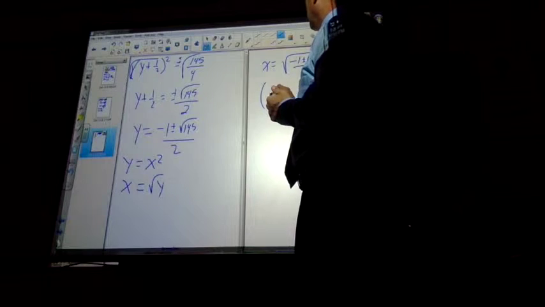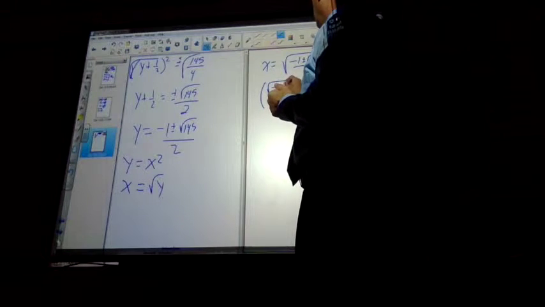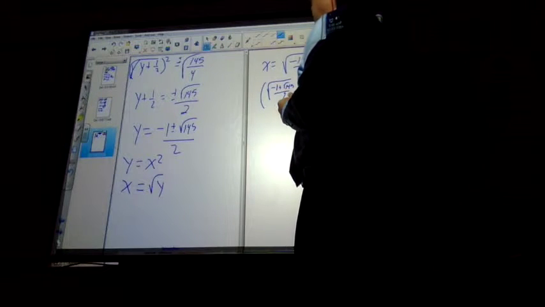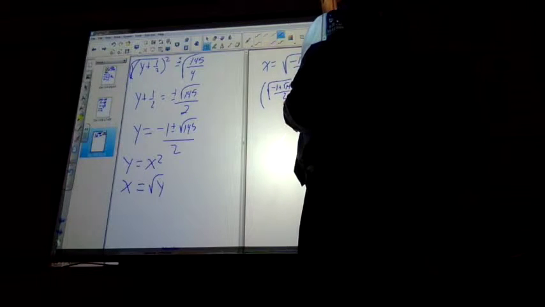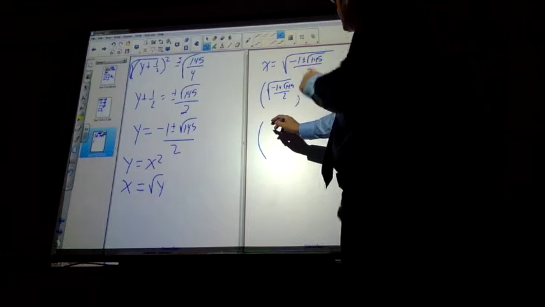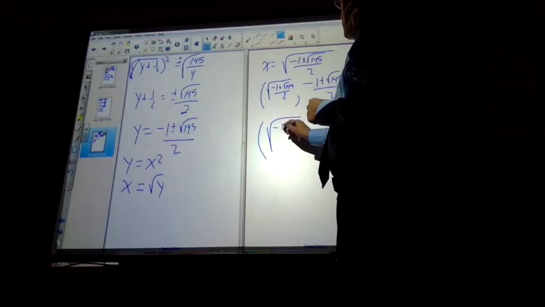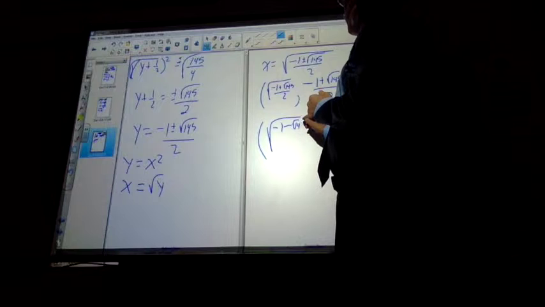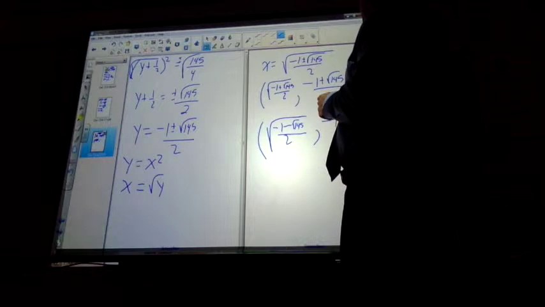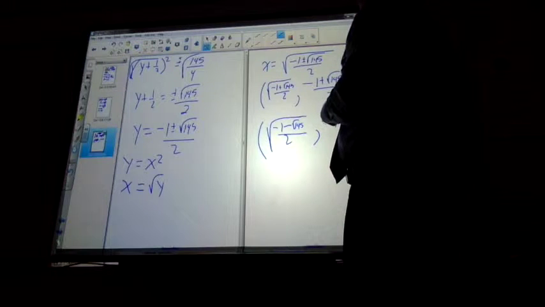So my solution to this problem is going to be the square root of negative 1 plus root 145 over 2, comma, negative 1 plus root 145 over 2. And my other solution is going to be negative 1 minus root 145 all over 2, comma, negative 1 plus root 145 over 2.